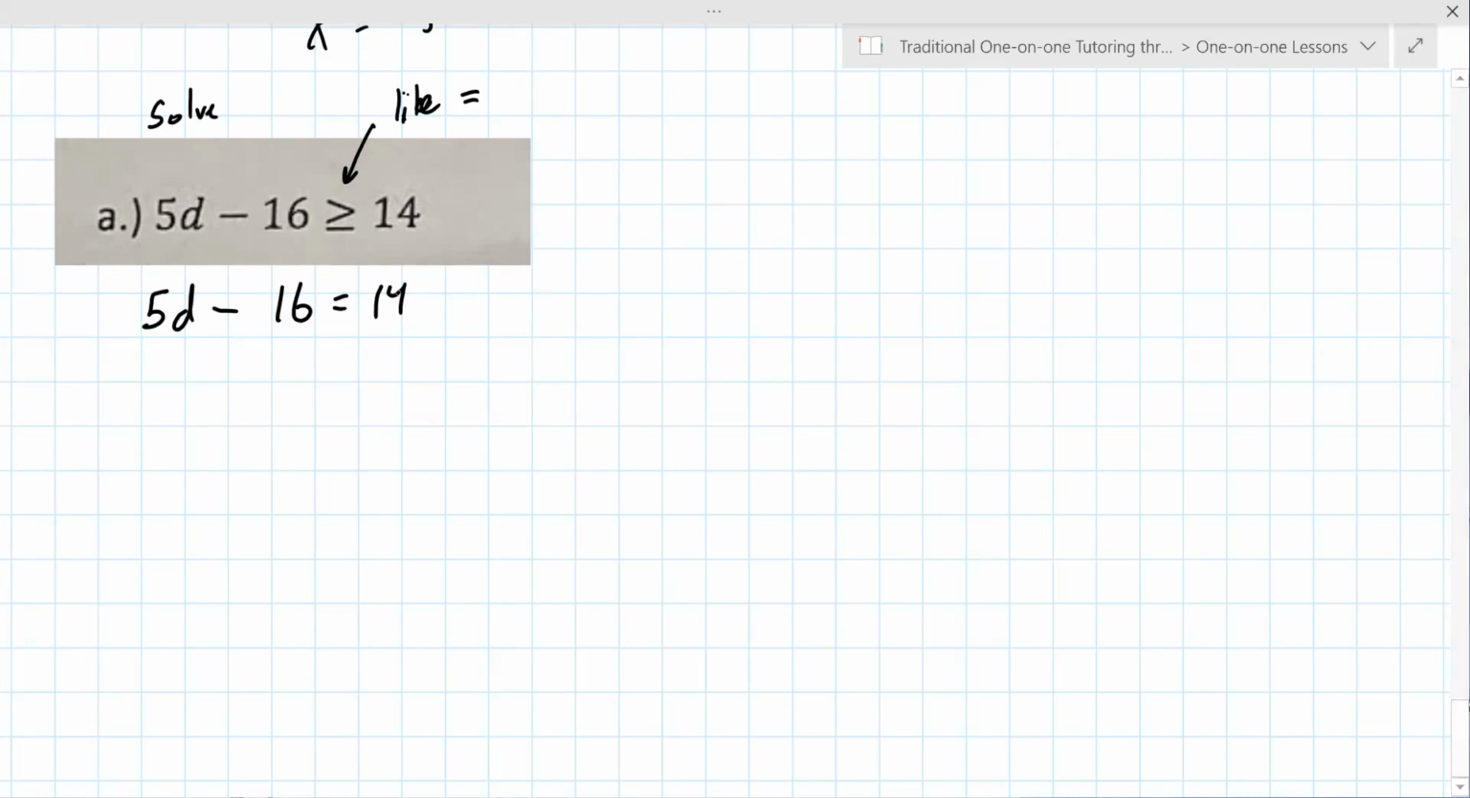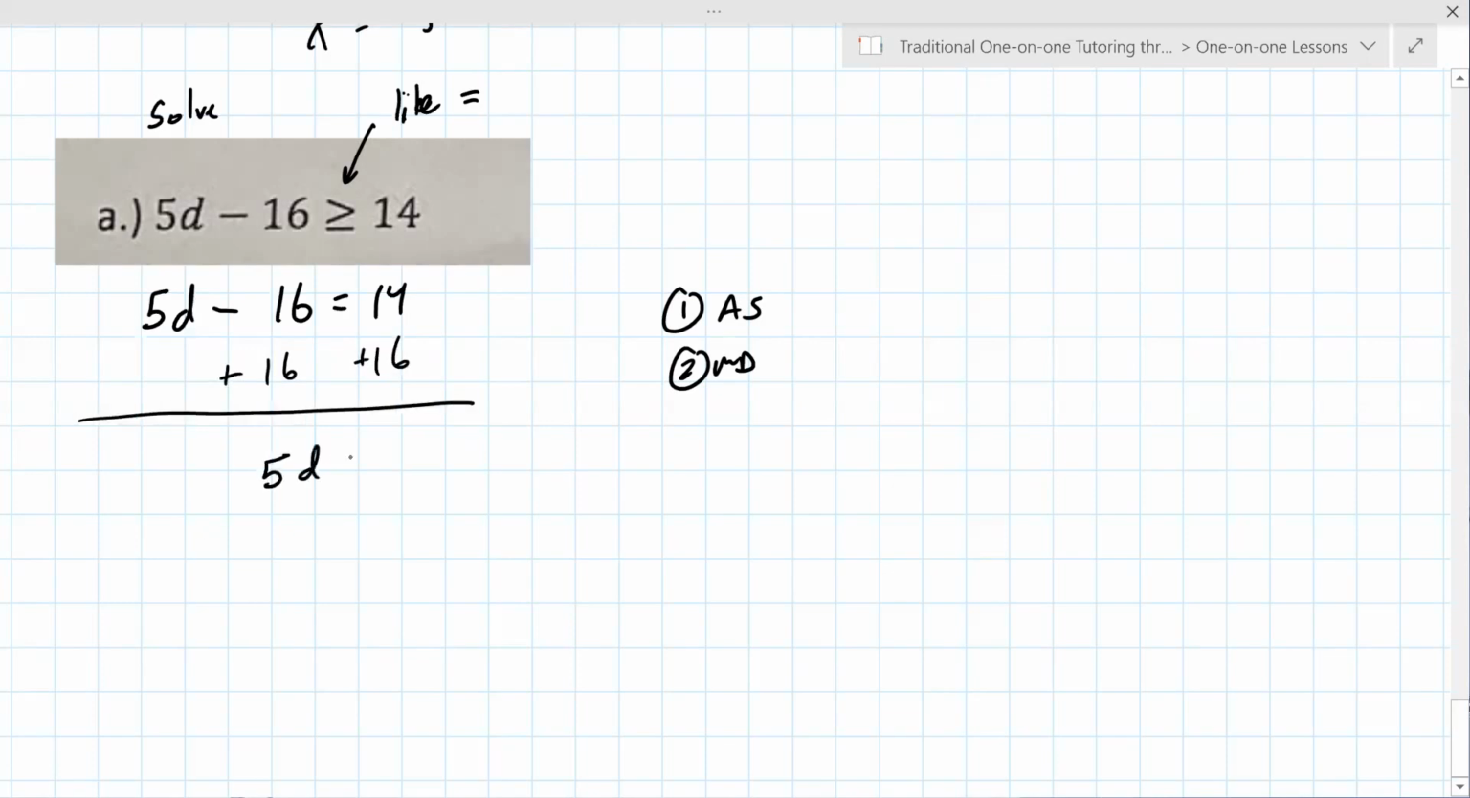Okay. So now, how do you solve this equation? Well, it's actually no different than what we've been doing before. You have to undo addition and subtraction, then multiplication and division. So you do 16 minus on each side. Add. Why add? Yeah. And then you get that. And then you do 5 divided on each side. Yeah, so d equals 6.